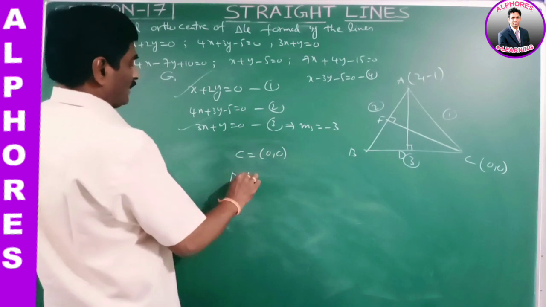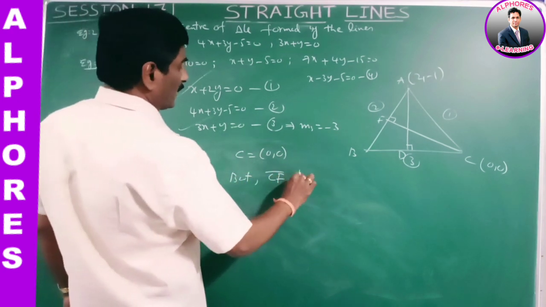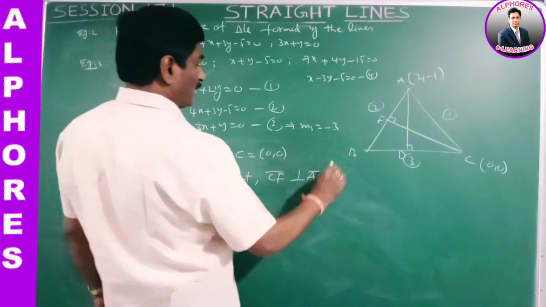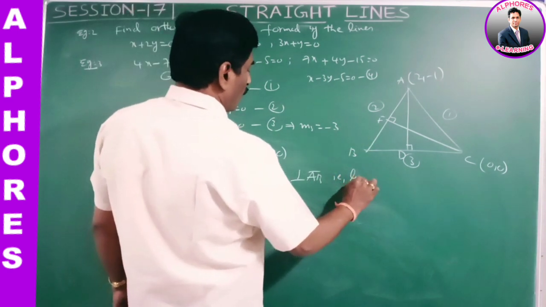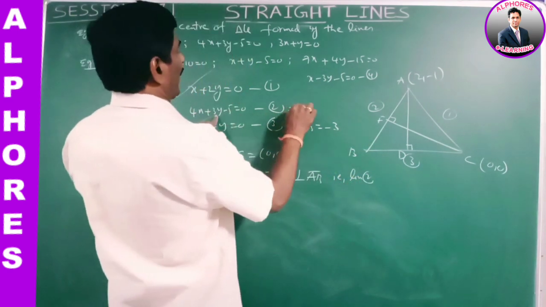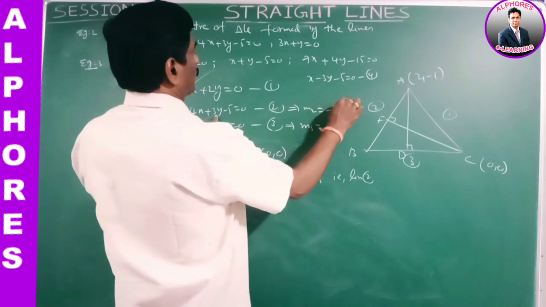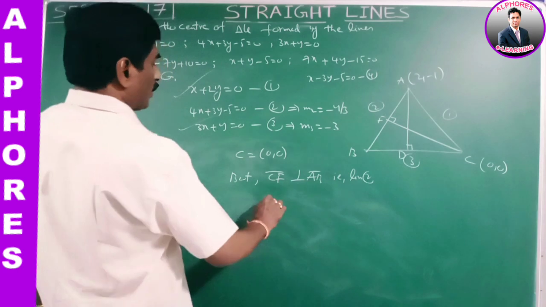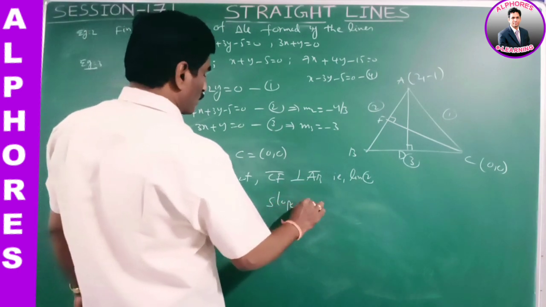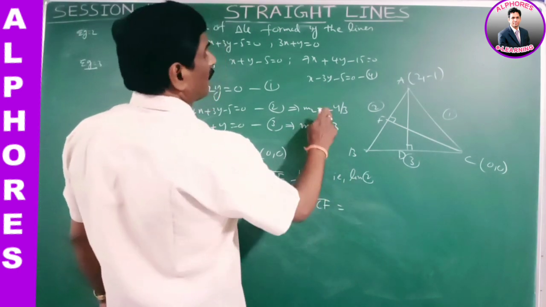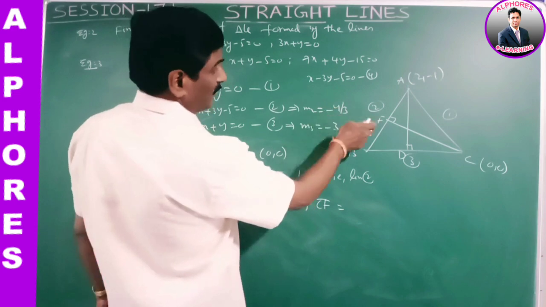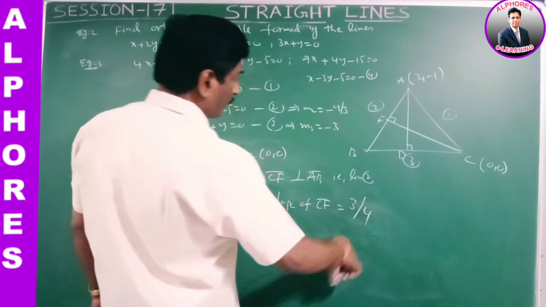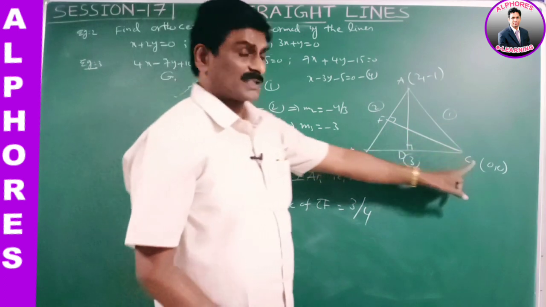But CF is perpendicular to AB. AB is nothing but line 2. What is the slope of line 2? Line 2 slope M2 is equal to minus 4 by 3. But CF is perpendicular to this line. So what is the slope of CF? Minus 4 by 3 is the slope of line 2. Perpendicular slope means 3 by 4.